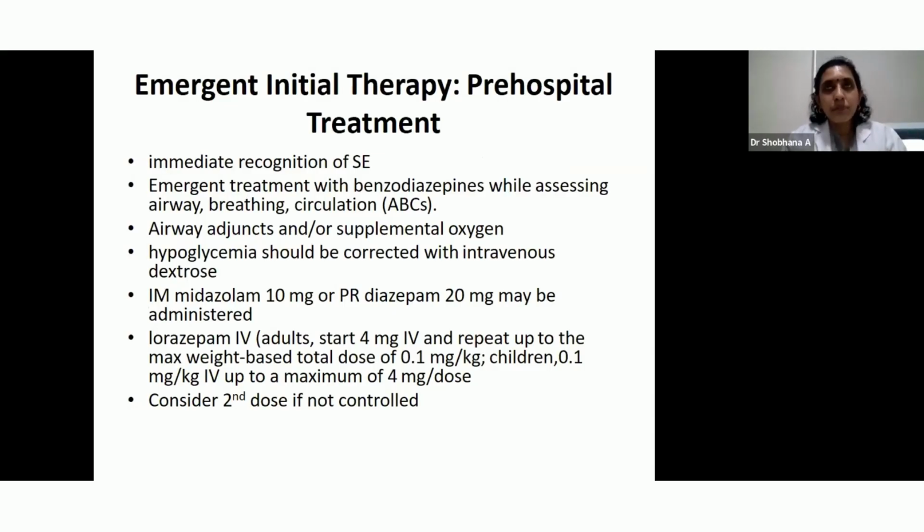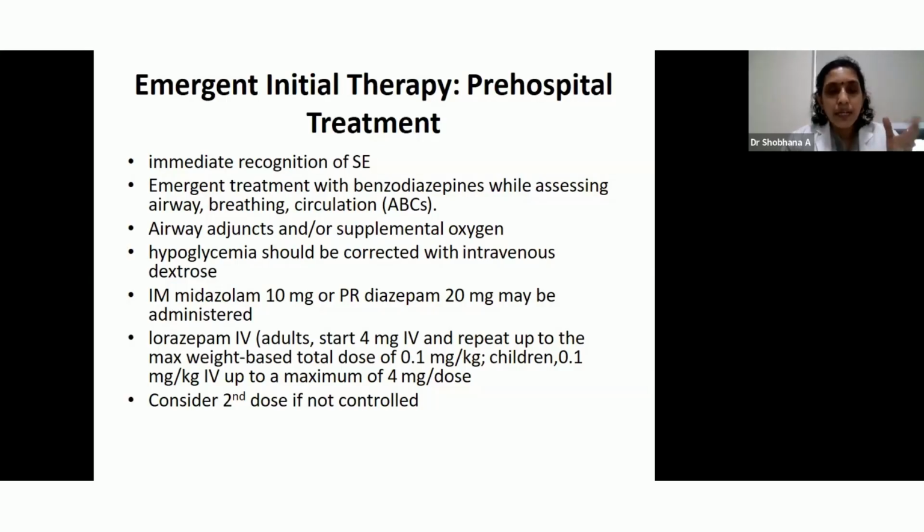Now, what is the treatment? Let's come to the pre-hospital treatment. Suppose you have not yet received the patient in the hospital, say you are just outside the hospital. We are talking about status epilepticus now, because that is where pre-hospital management is important, right? So you have to recognize that he is not becoming normal within a few minutes. Emergency treatment is with benzodiazepines along with assessment of the ABCs.